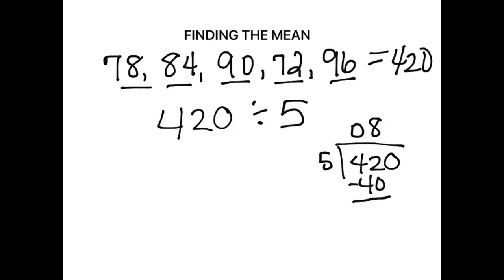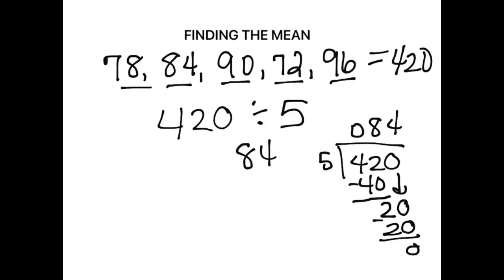And we're going to subtract 40 from 42, which leaves us 2. We're going to bring down our 0 here. And I know that 5 times 4 is going to be 20. 20 take away 20 is 0. So our answer is going to be 84. So the average score of all these scores we added together is going to be 84. That is the average. Okay?